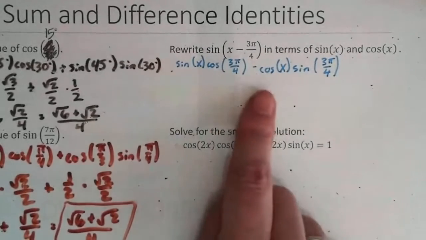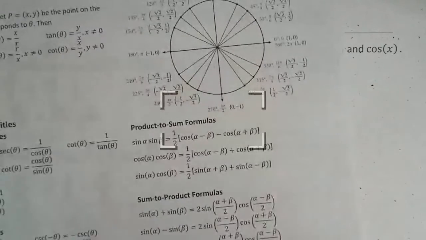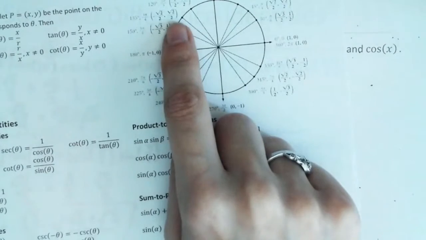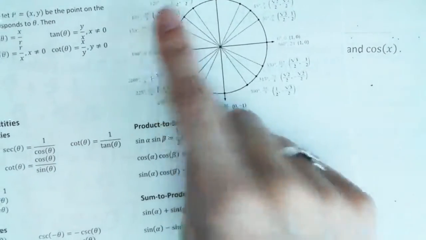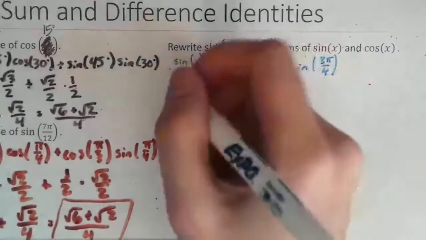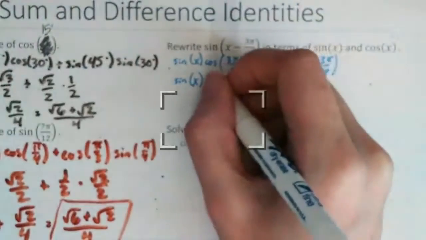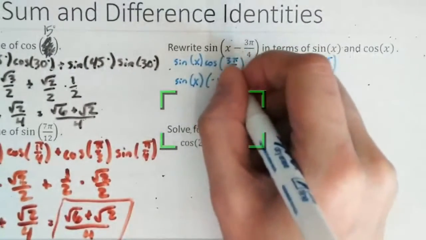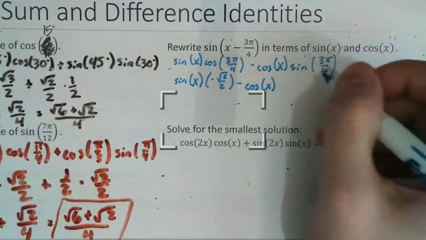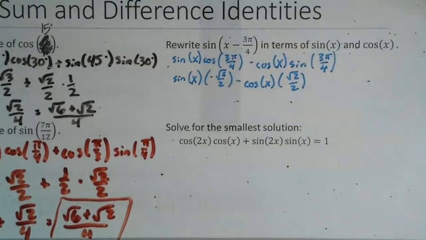Well, I may not know the sine of x or the cosine of x, but 3 pi over 4 is on my unit circle. It's right here. The sine value is positive square root of 2 over 2. The cosine value is negative square root of 2 over 2. So let's plug those in. So I'm looking at the sine of x. We said that the cosine of 3 pi over 4 is negative square root of 2 over 2. We are subtracting the cosine of x. And then the sine of 3 pi over 4 was the positive square root of 2 over 2.